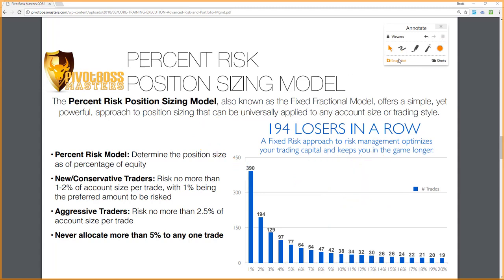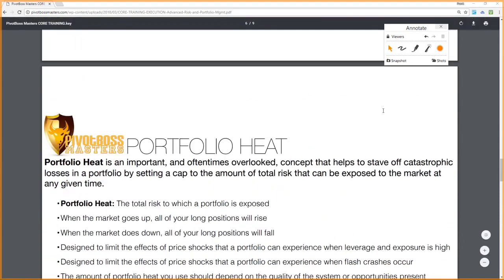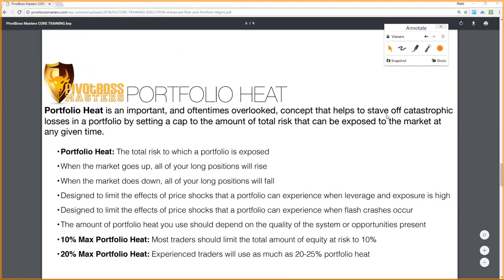So let's talk about the next subject here, which is basically portfolio heat. This is another important topic, but it's oftentimes overlooked. It's designed to help stave off any catastrophic losses that your portfolio may incur when significant events like a flash crash happen, or the market significantly tanking.